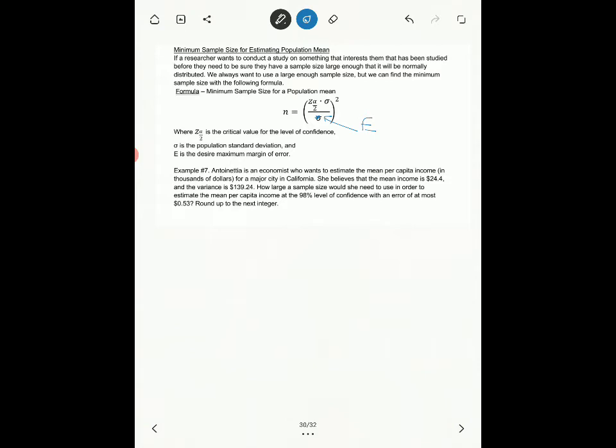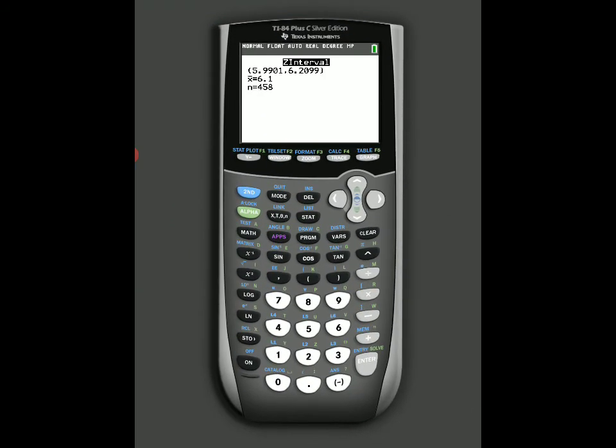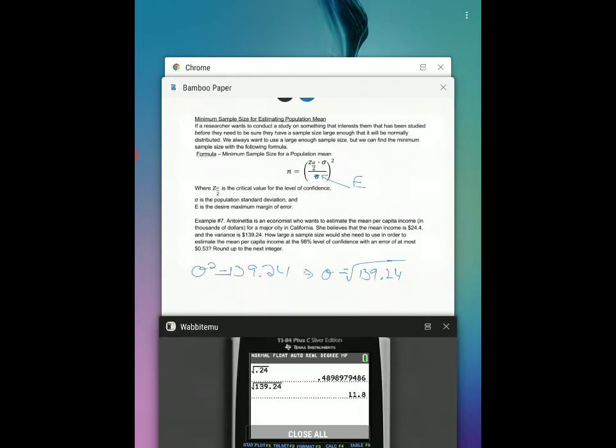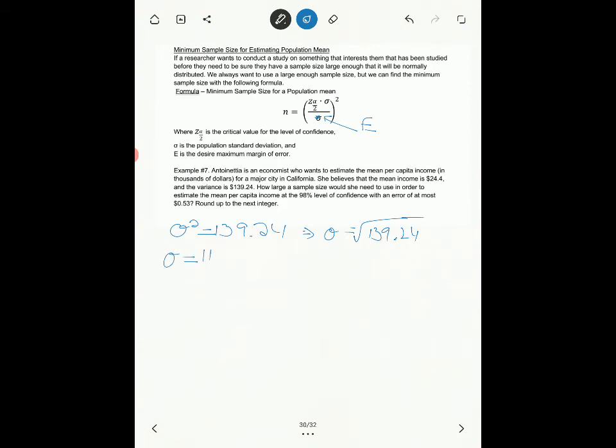So for this one, we do not need the mean. They're going to give you that extra information, but you don't need it. They've given us that the variance is 139.24, so our sigma squared is 139.24. We need to find the standard deviation, which is the square root of 139.24. In our calculator, when we do the square root of 139.24, we get 11.8. So our sigma is 11.8.